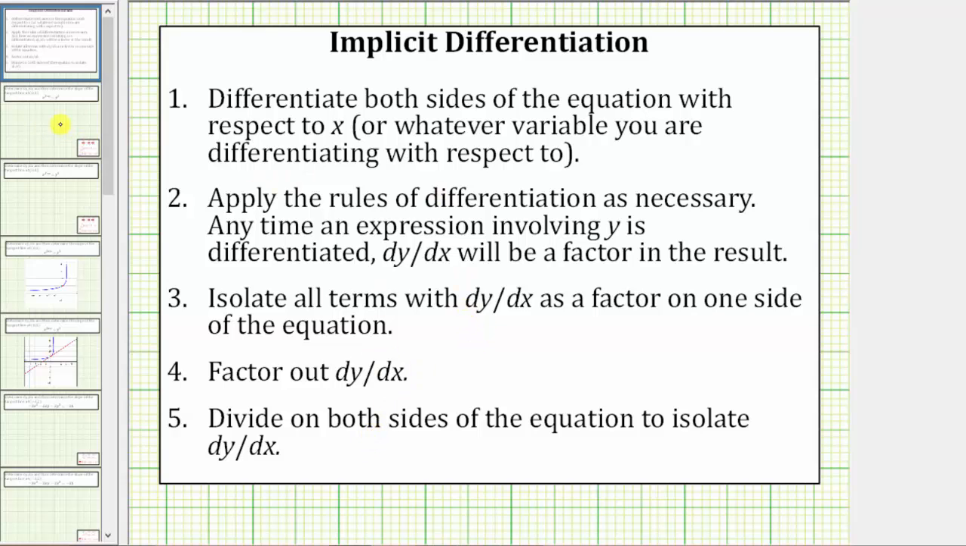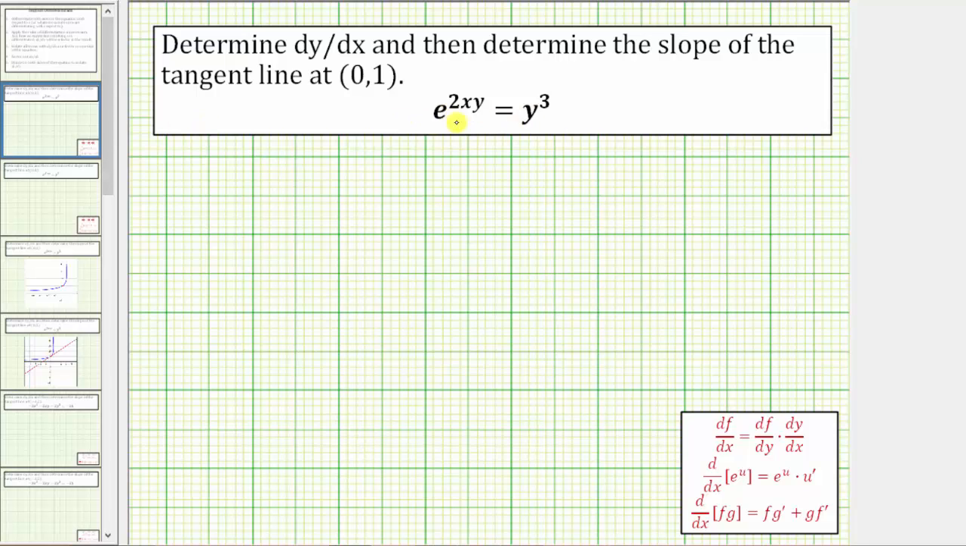So going back to our example, the first step is to differentiate both sides of the equation with respect to x. So we'll have the derivative of the left side with respect to x must equal the derivative of the right side with respect to x. Now looking at the left side, we want to find the derivative of e raised to the power of 2xy with respect to x, and we know the derivative of e^u with respect to x is equal to e^u times u prime, so we need to apply the chain rule, where 2xy would be equal to u, or the inner function.